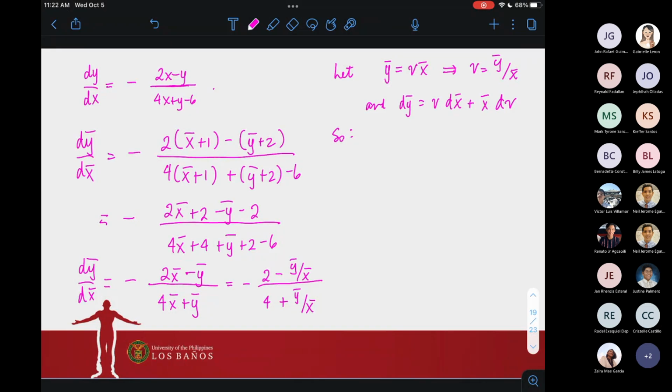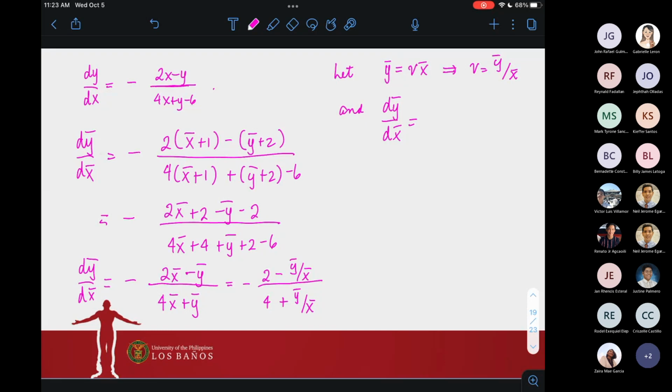Kailangan ko pala dy bar with respect to x bar. So hindi ko pala kailangan yung differentials. Sorry. Kasi ito yung gusto kong makuha, no? dy bar over dx ay equal dito. Derivative ni y bar with respect to x. So ito na yun. So mag-chain rule ako.